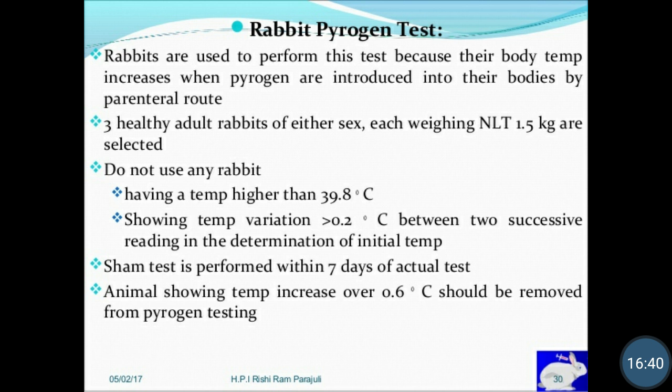Again, a rabbit showing temperature variation greater than 0.2 degrees Celsius between 2 successive readings in the determination of initial temperature is not used. While checking the rabbit's initial body temperature, if the difference between 2 successive readings is more than 0.2 degrees Celsius, then we should not use such rabbits here. Again, the sham test or preliminary test is performed within 7 days of the actual test.